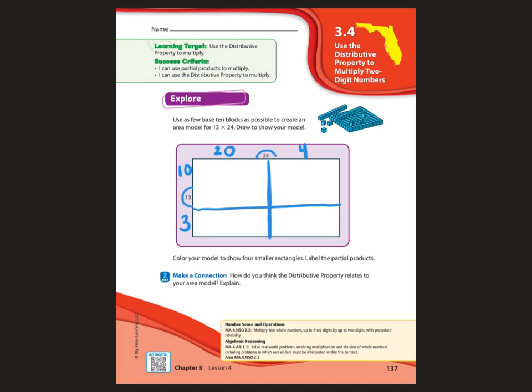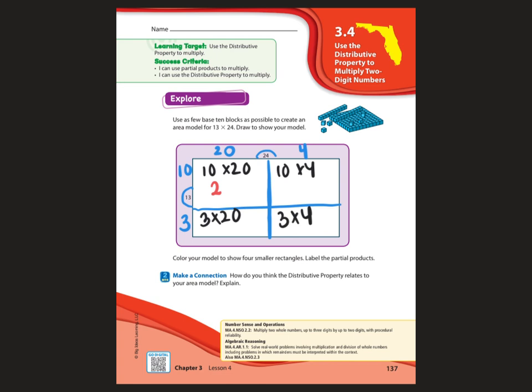Now we multiply the side and the top. So this would be 10 times 20. This is 10 times 4. Then you go to the other number on the side, which is 3. 3 times 20 and 3 times 4. Finally, we solve for those multiplication problems and add all the products together to find our answer.